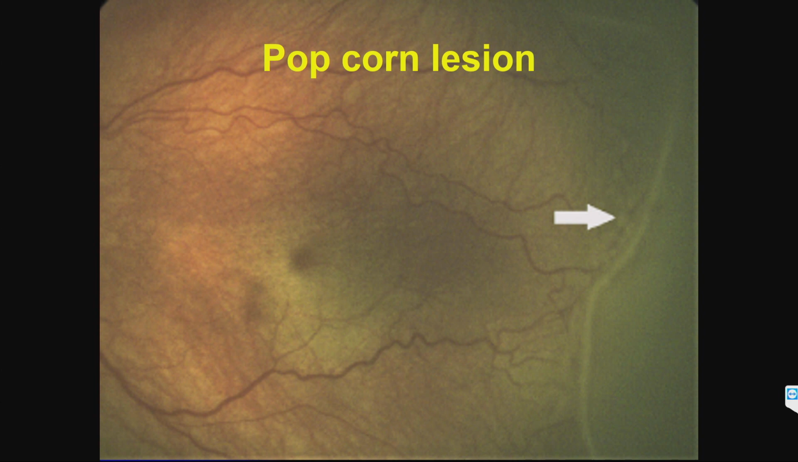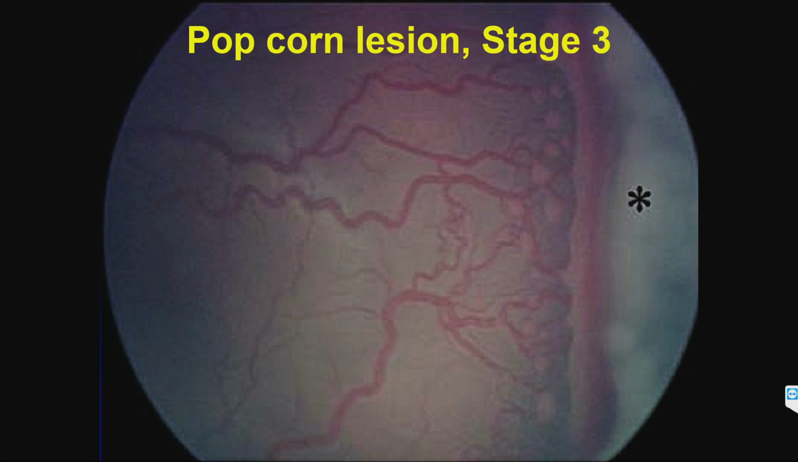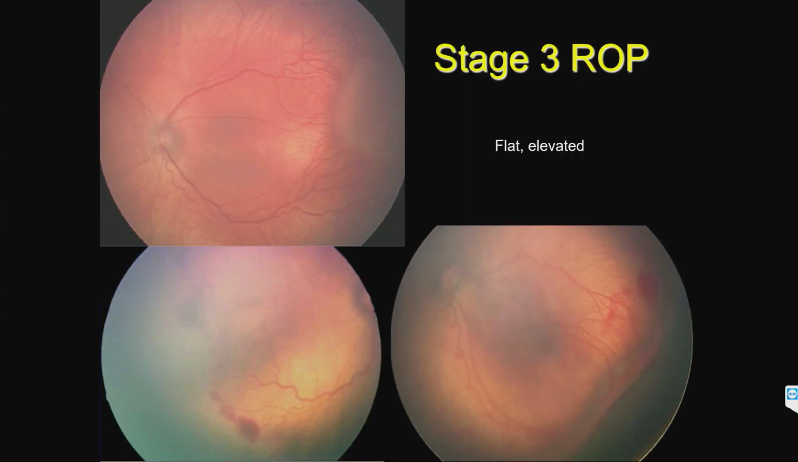Popcorn lesions are not a new term, but the controversy is whether they represent new vascularization or not. ICROP3 clearly defines that this is not part of new vascularization, and these are seen posterior to the ridge, provided you don't see any other signs of stage 3 disease. In this patient, the popcorn lesion is closely associated with stage 3 disease, so this is a significant popcorn lesion. Stage 3 ROP refers to new vascularization. You can have flat or elevated new vascularization.